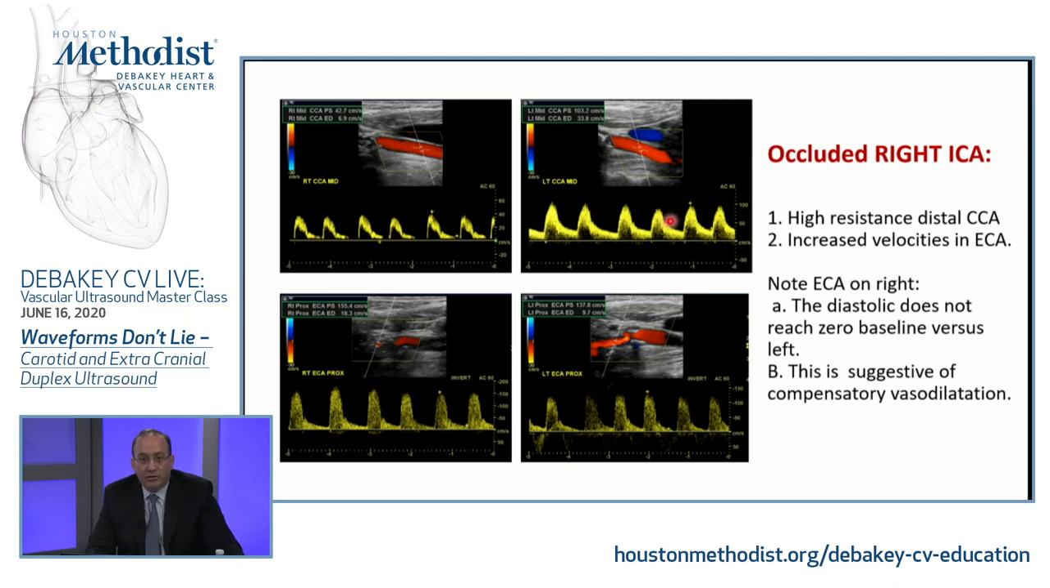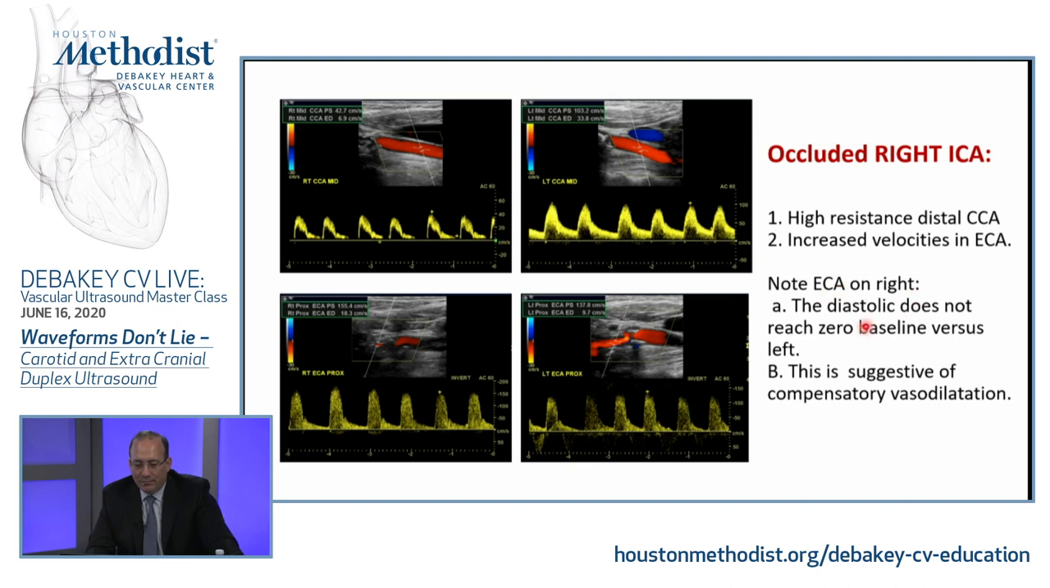On the left side, where the internal and the external are open, it's a little bit of a lower resistance waveform. We're going to talk about this in a second. Look at the external carotid artery. Because the internal carotid artery is occluded, the external carotid artery becomes this sort of dual artery, and it has a little bit more of a low resistance looking waveform. The velocities are slightly elevated because it's trying to compensate for that occluded internal carotid on that same side, okay? And there's a little more spectral broadening, a little bit more obvious diastolic component, almost like a low resistance.